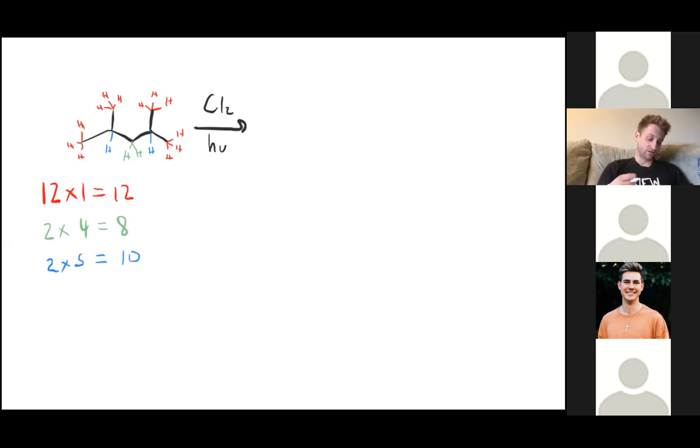So because of that, 12 is still our largest number. Technically 30 is our total. So roughly a little bit more than 1/3 product is going to be secondary or primary. And our major product for this would be chlorinating any one of these symmetrical primary centers. Is there any questions on this?